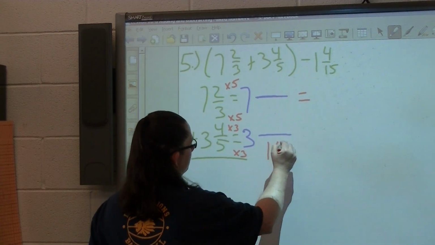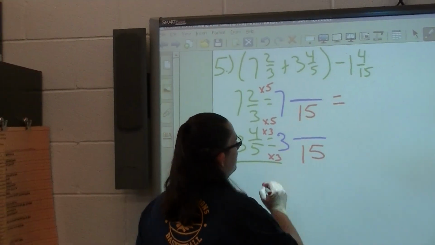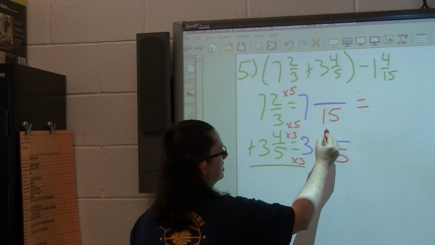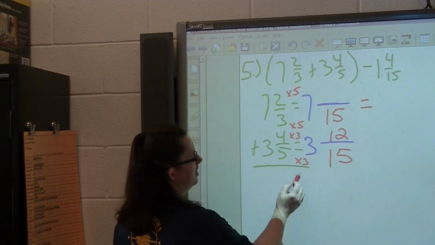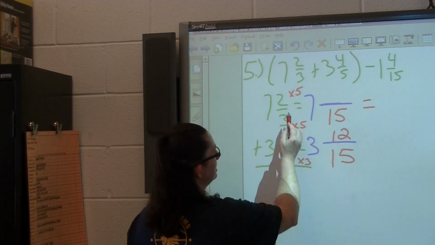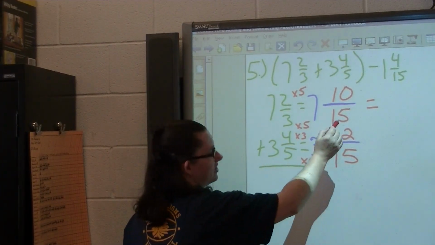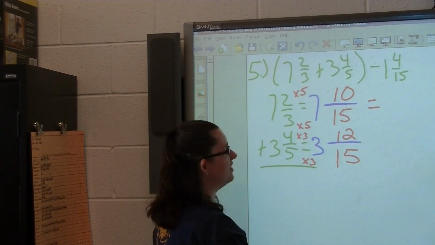So we're going to change these fractions now to 15ths. 5 times 3 gives me 15. So 4 times 3 gives me what? 12. Good. 3 times 5 gives us 15. So 2 times 5 gives us 10. Now, since we have a common denominator, we can go ahead and add those numerators.